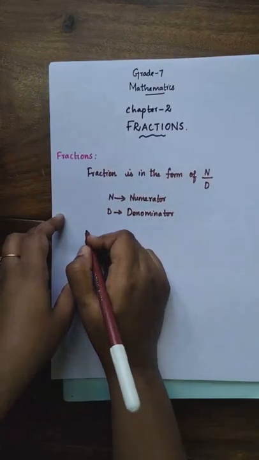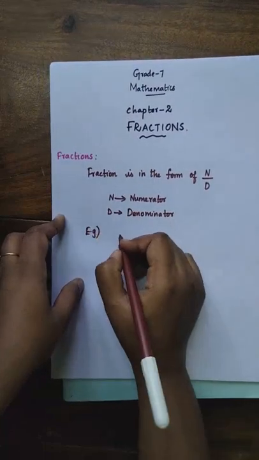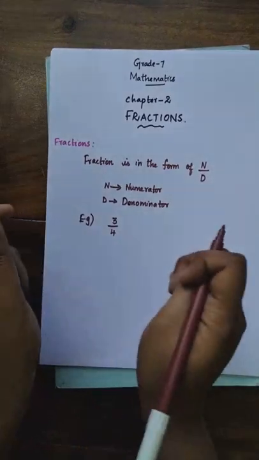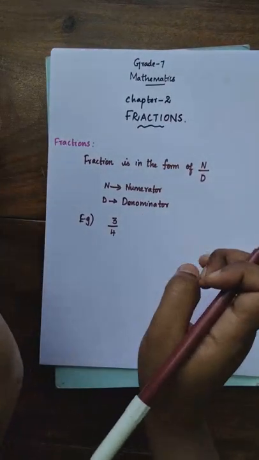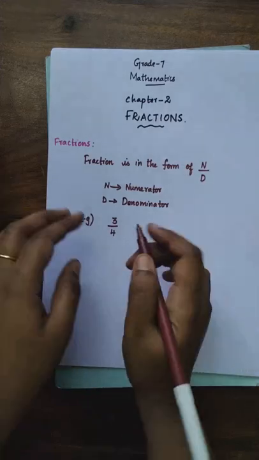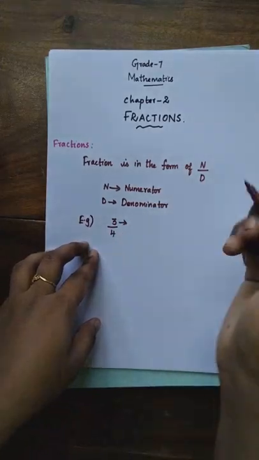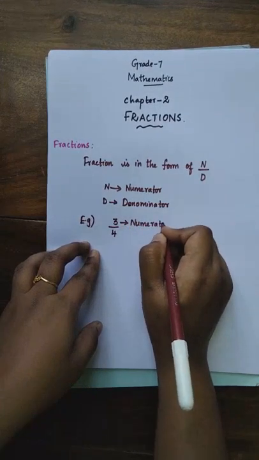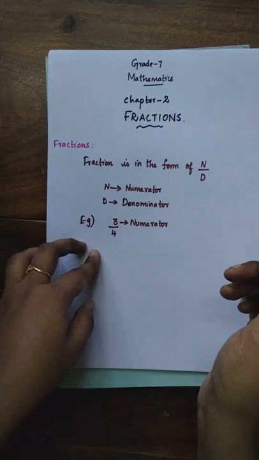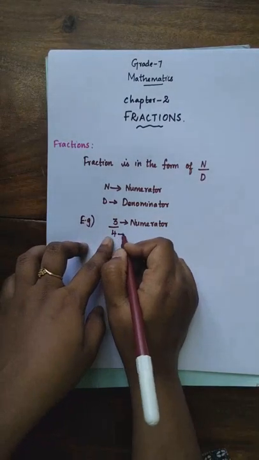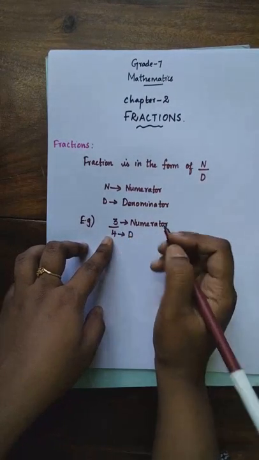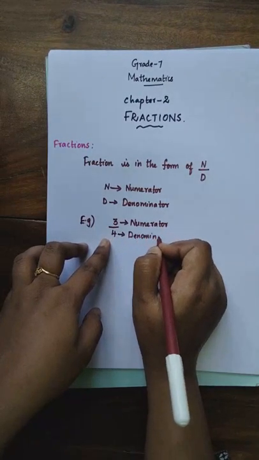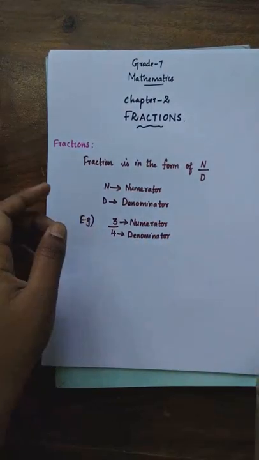See one example. Take the fraction as 3 by 4. Here, which number is the numerator? Yes, 3 is the numerator because the numerator is the top of the fraction. Then what is the denominator? Yes, this 4 is the denominator because the denominator is the bottom of the fraction. Understand?